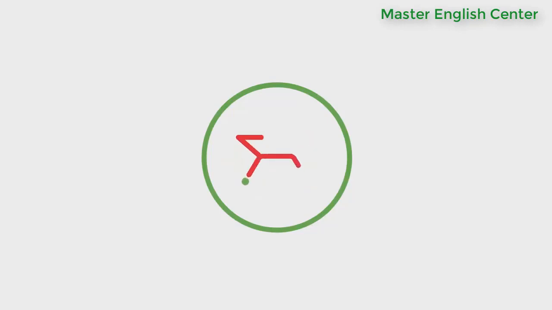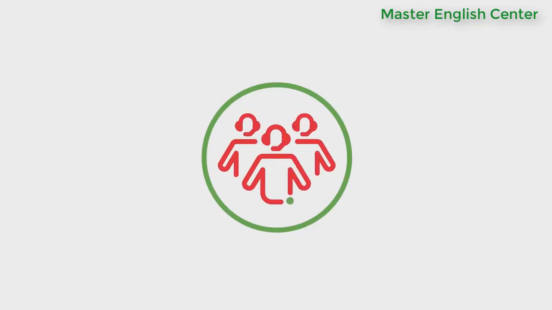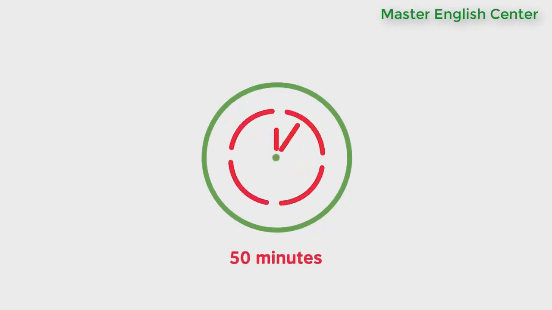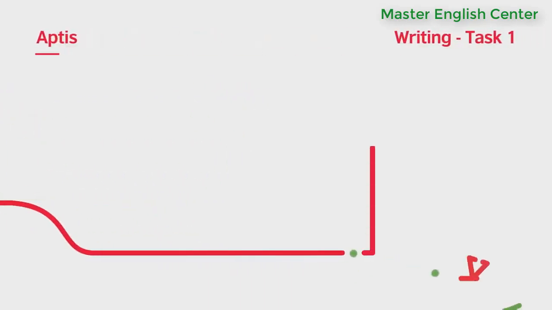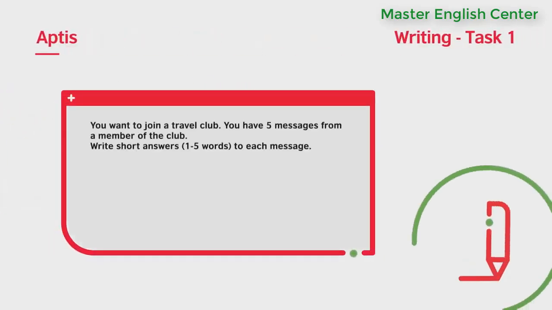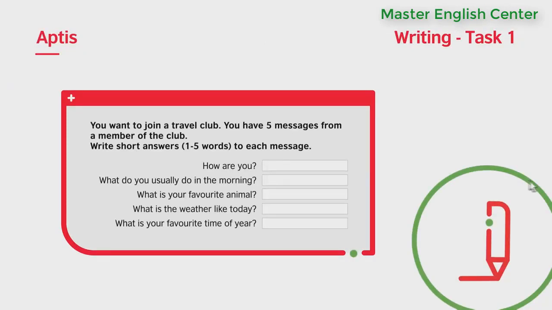All tasks are marked by our examiners. You will have 50 minutes to complete this component. In the first part, you'll be asked to respond in single words or short phrases to 5 text messages from another member.